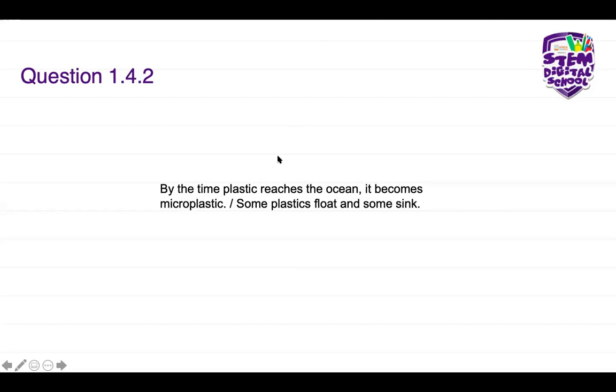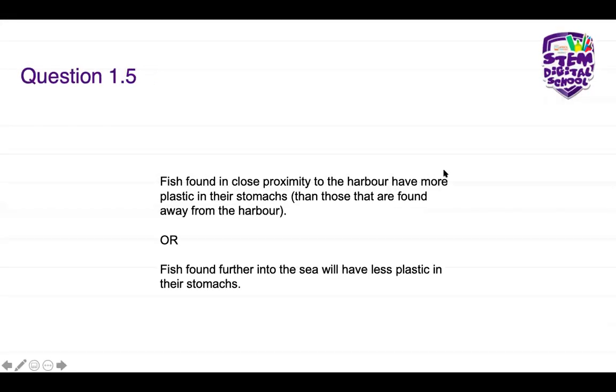And then 1.5 reads, according to research, what is the difference between fish found closer to the harbor and those that are further away? Okay, so here's 1.5. Fish found in close proximity to the harbor have more plastic in their stomachs.